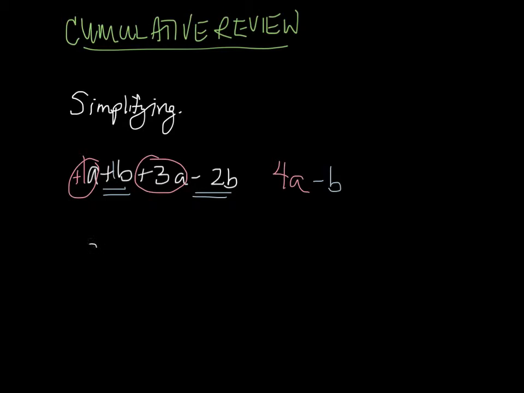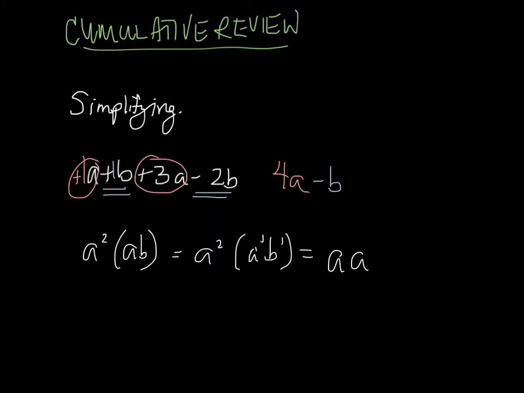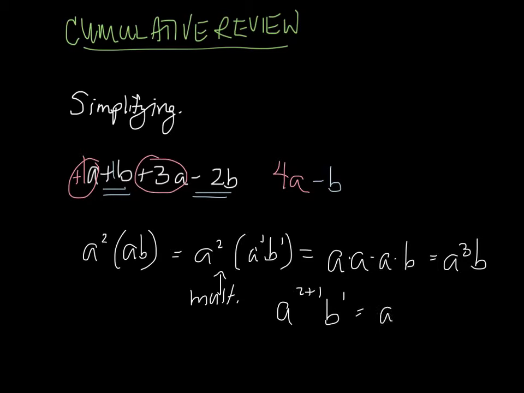Now you may see a problem, you may have things like this, right? A squared times ab. Well, this is where you need to remember that any letter that doesn't have an exponent actually has an exponent of 1. So this is like a to the first and b to the first. And if we write this out longhand, it's a squared, which is a times a again, times b, right? And I have 3 a's, so this is a cubed b. Or if you remember the rule, when you are multiplying, and this is multiplication here, you add the exponents. So I've got a to the 2 plus 1, b to the 1, so I've got a cubed b, same answer.